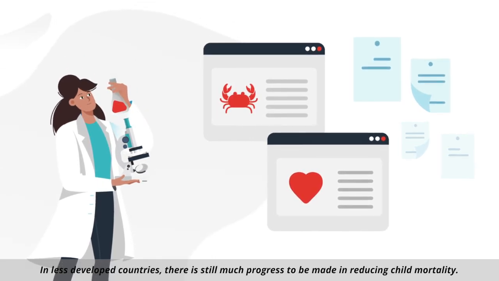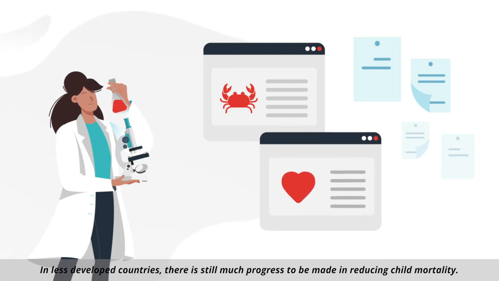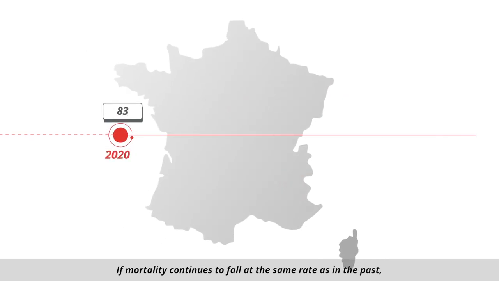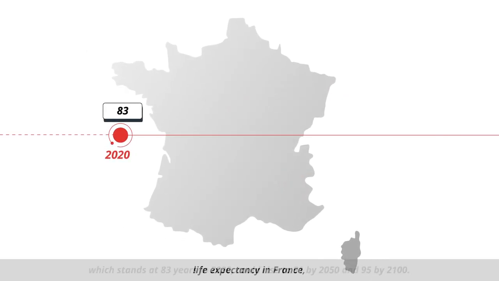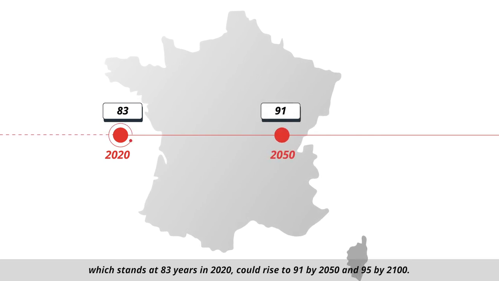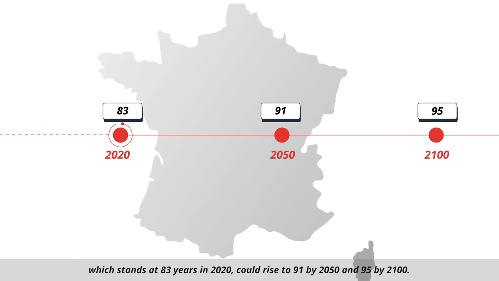In less developed countries, there is still much progress to be made in reducing child mortality. If mortality continues to fall at the same rate as in the past, life expectancy in France, which stands at 83 years in 2020, could rise to 91 by 2050 and 95 by 2100.